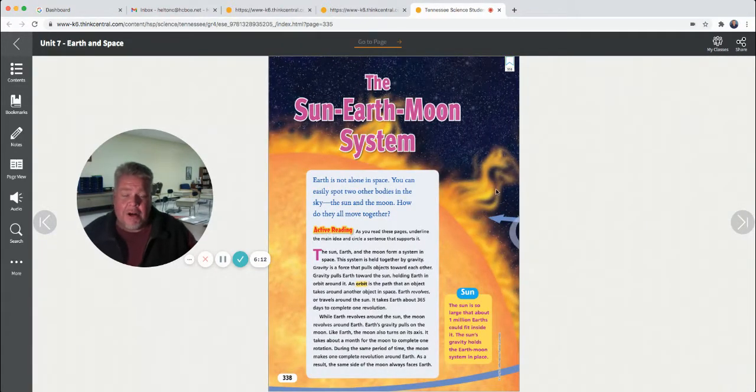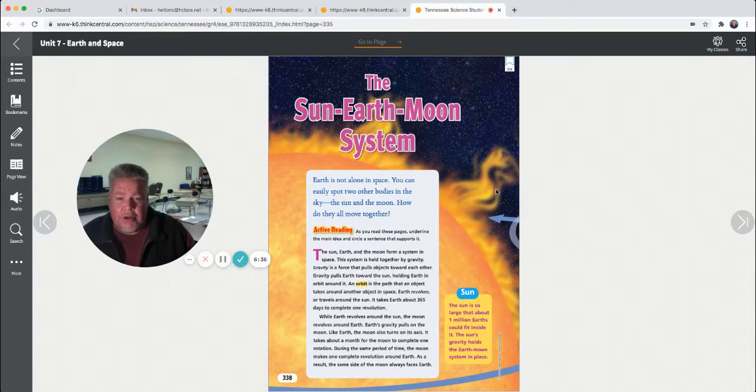The Sun-Earth-Moon system. Earth is not alone in space. You can easily spot two other bodies in the sky, the sun and the moon. How do they all move together? The sun, earth, and the moon form a system in space. Excuse me, this system is held together by gravity. Gravity is a force that pulls objects toward each other.